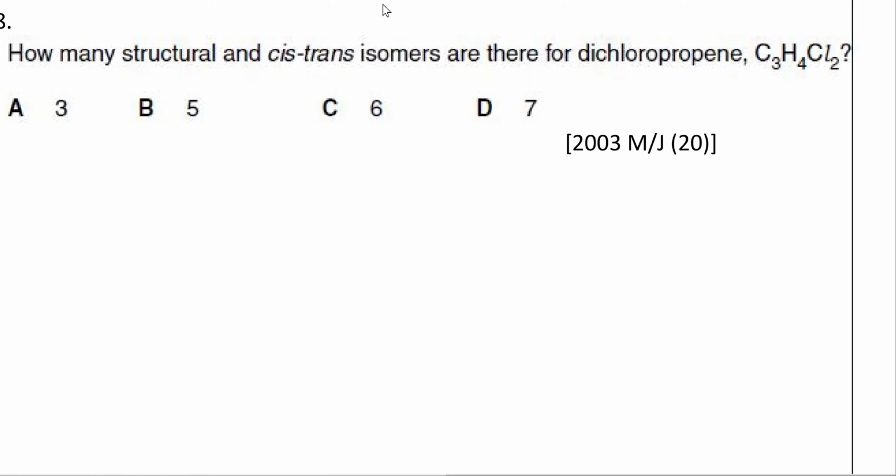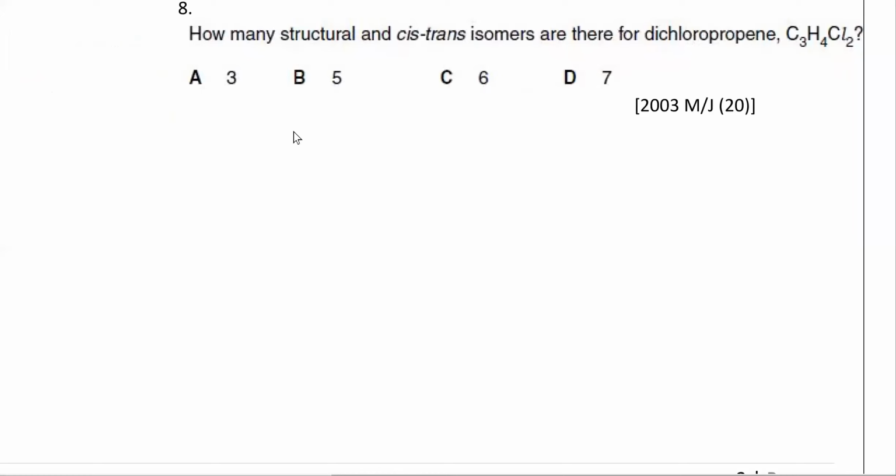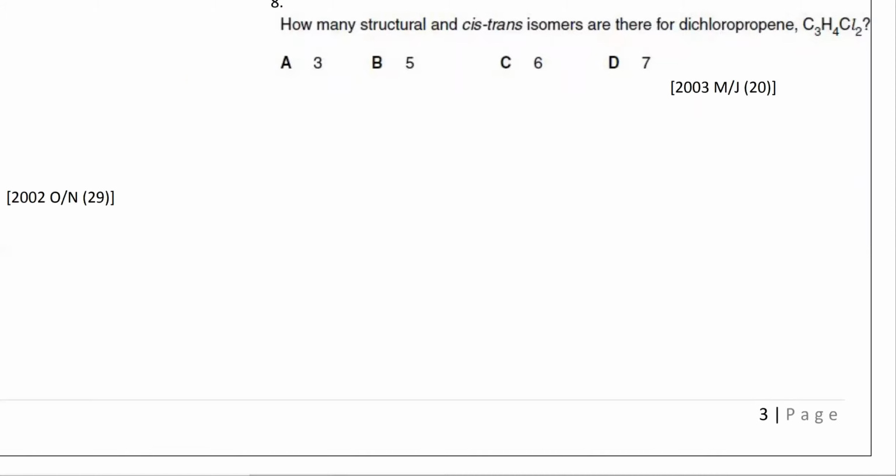So let's try and do this one. This one is about cis and trans. This question is kind of difficult. It says, how many structural and cis-trans isomers are there for dichloropropene. Now, we're going to talk about cis and trans later. We're just going to focus on structural isomers first. We're going to draw structural isomers.